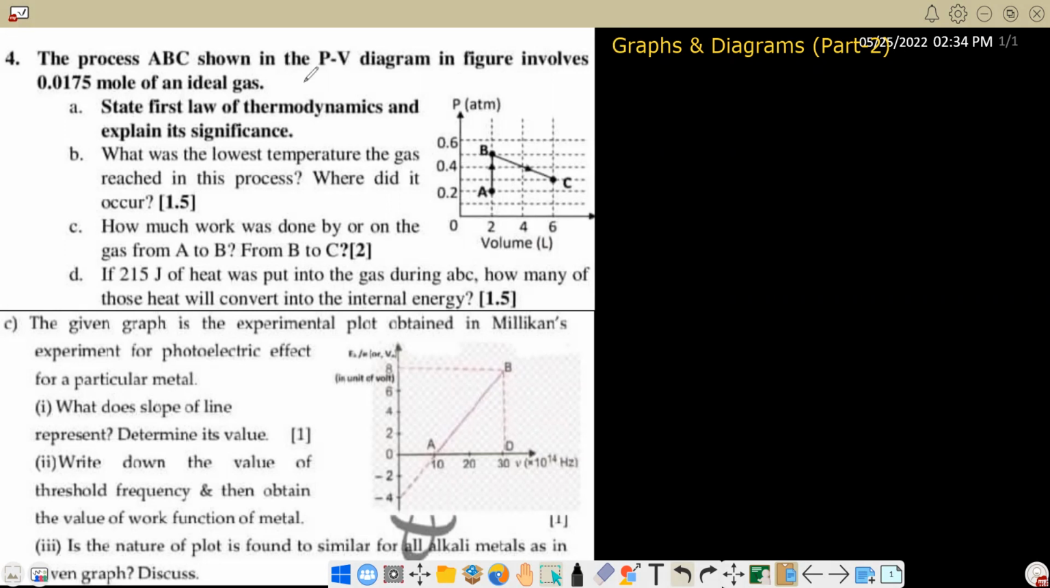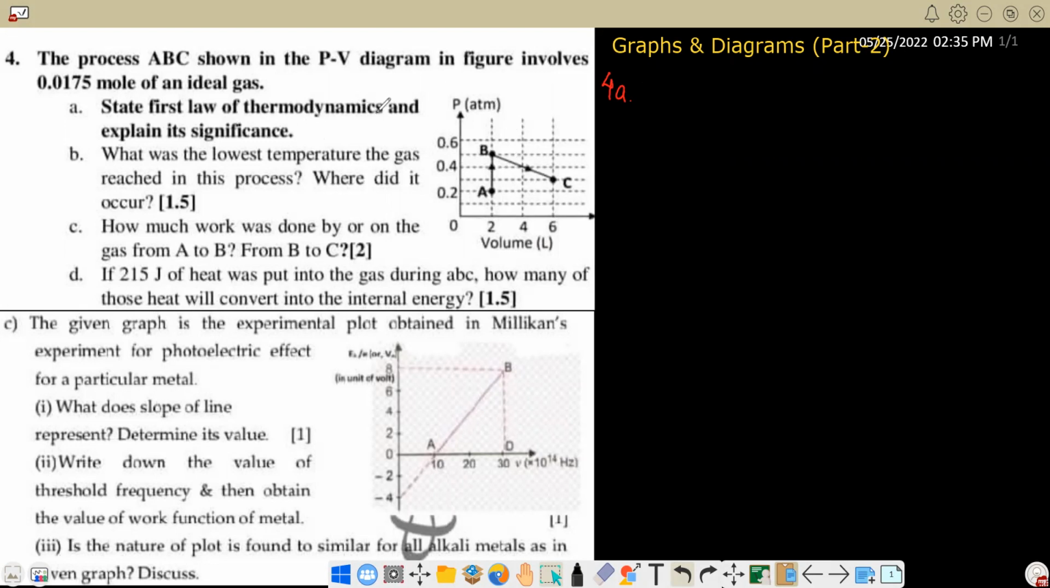And here we have a question. This is related to thermodynamics. State the first law of thermodynamics and explain its significance. So this is asked in the first question, in 4A. Okay, so it's quite simple. The first law of thermodynamics is related to the conservation of energy.